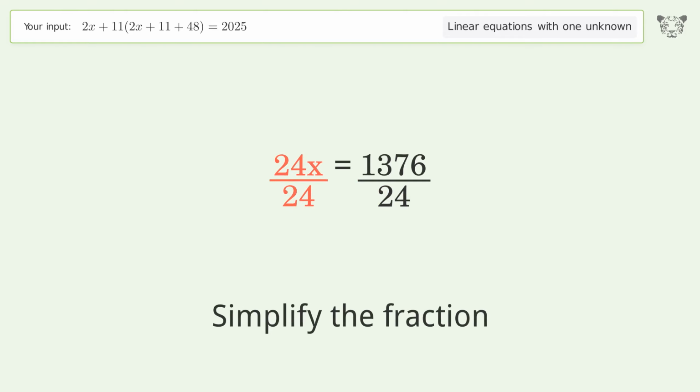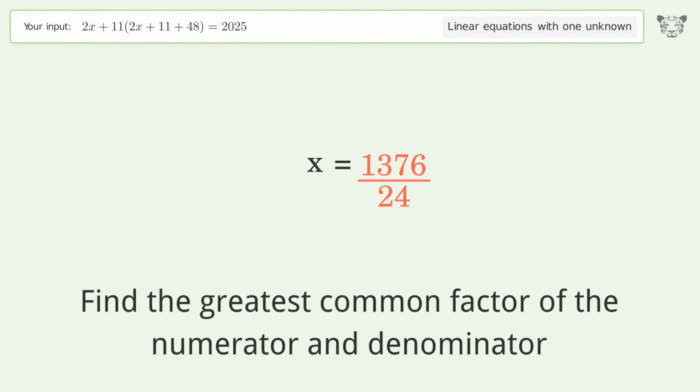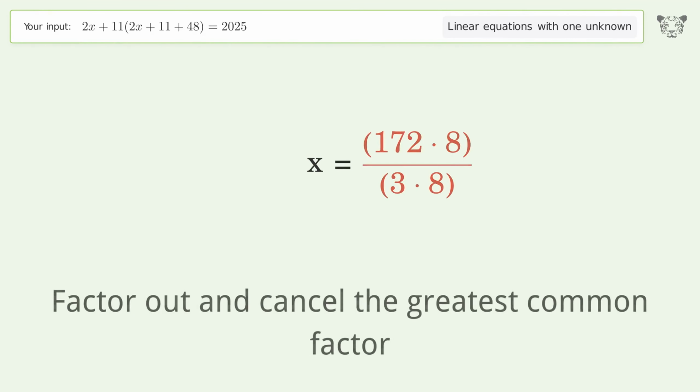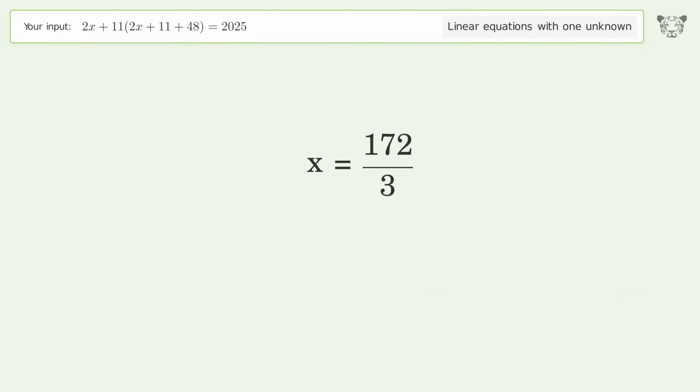Simplify the fraction. Find the greatest common factor of the numerator and denominator. Factor out and cancel the greatest common factor. And so the final result is x equals 172/3.